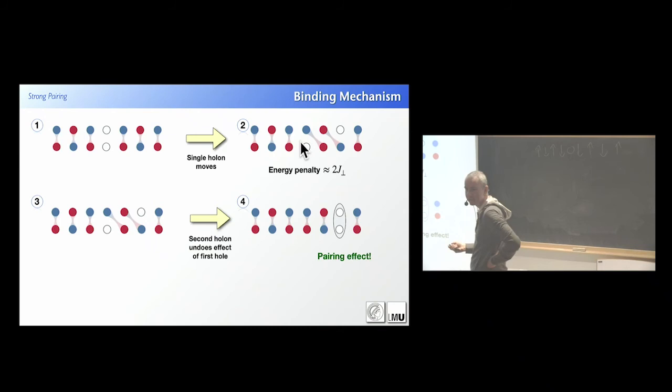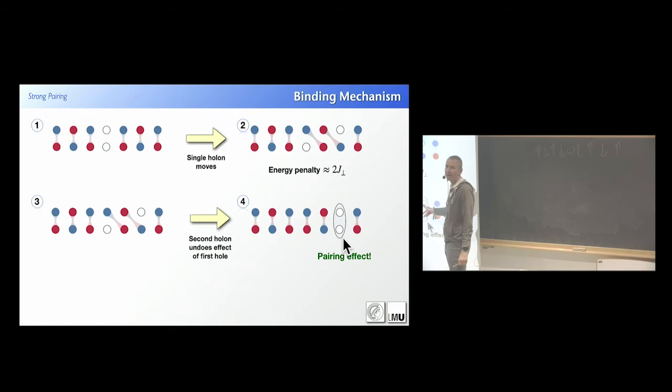They're not along the rungs anymore, they're along the diagonal, and that's not good, that's going to cost you energy. So you can remove this energy penalty by actually bringing this original hole back to the same position as the first hole has moved, and then you undid the damage again, and you basically can have a lower energy state with the pairs now aligned to each other. So from this magnetic correlation effect alone, you can get pair binding.